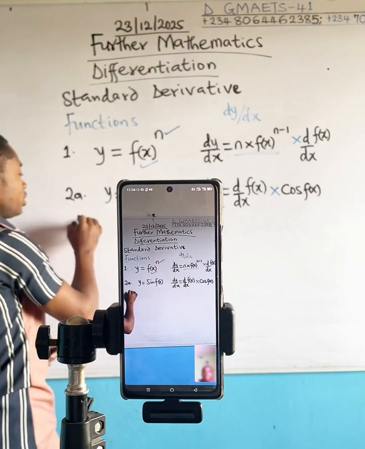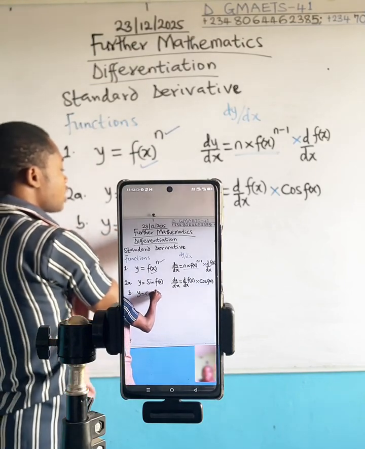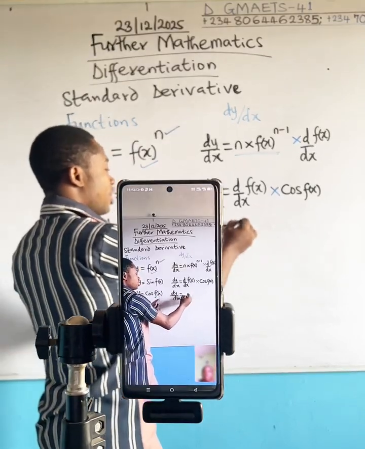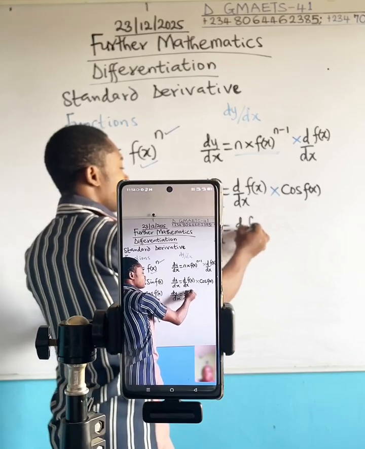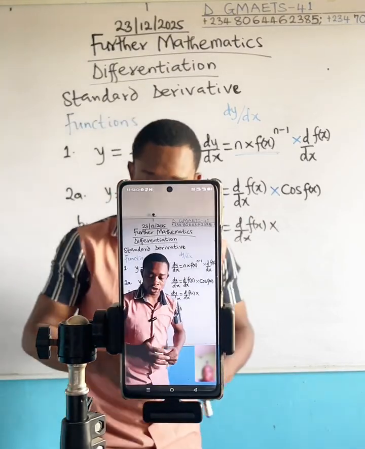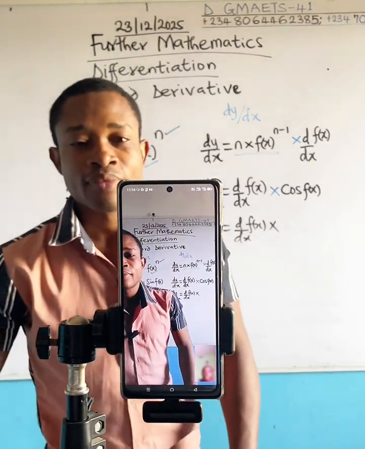So let us look at 2b. Y equal to cos f of x. Now dy dx will be equal to differentiate the minor function with respect to x and then multiply it by differentiate cos, the major function. Are you with me? Yes, sir.